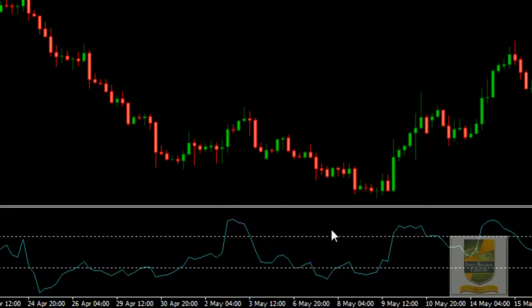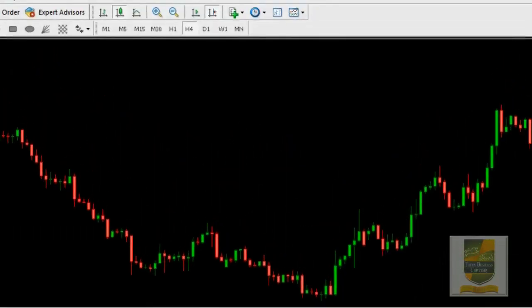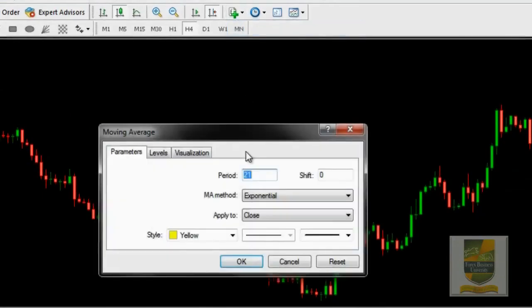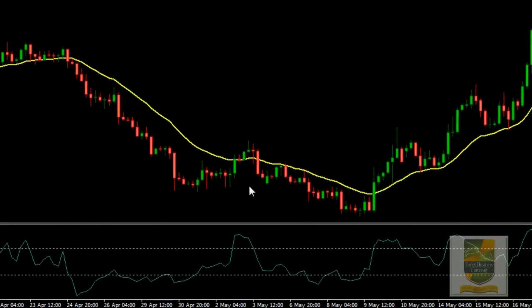So the indicator that I love using with the CCI indicator is of course the moving average, and I like to use the 21 moving average. So let's get that on the charts.